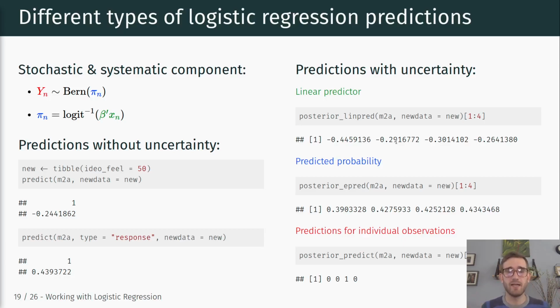The only difference is now we have estimation uncertainty, so we have a lot of different betas which correspond to different draws from our posterior distribution, okay? So that's the linear predictor, posterior linpred.